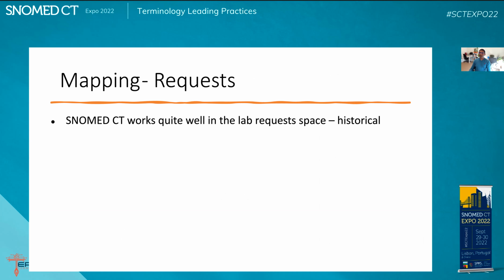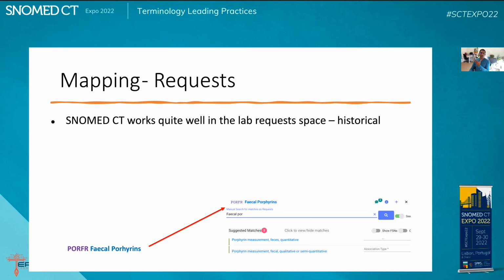So, okay, how does this work then in the request space? The way it works in the request space is actually SNOMED works. We found it works very well because there's a lot of historical precedent to it, right? So fecal porphyrins, you already get enough matches. And that's what our users tell us also.